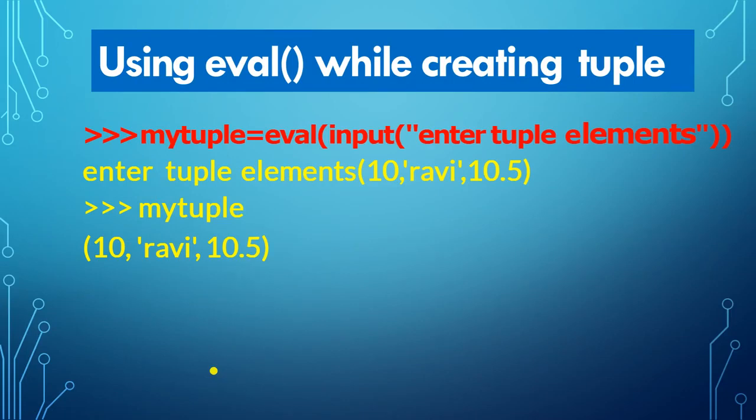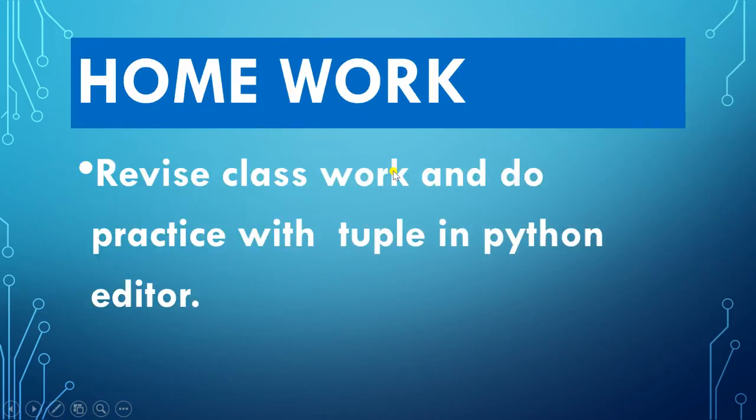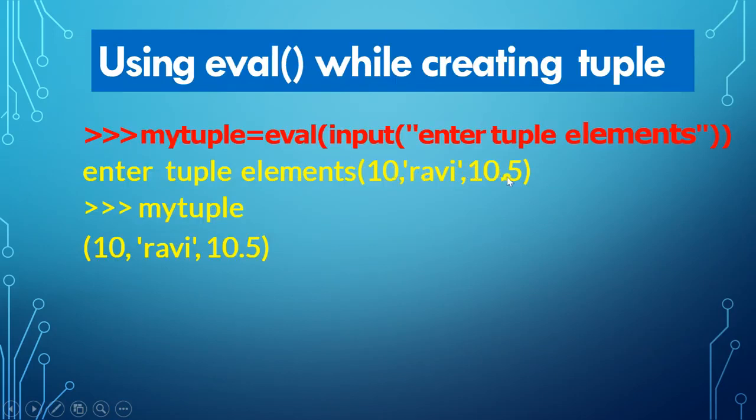Now using eval while creating a tuple. In this, the variable my tuple is equal to eval input enter tuple elements. Here you have to enter the tuple elements, that is 10, then Ravi, then 10.5. In the same way when you print the value, it will give the result.